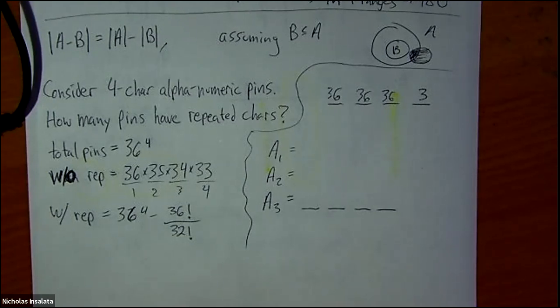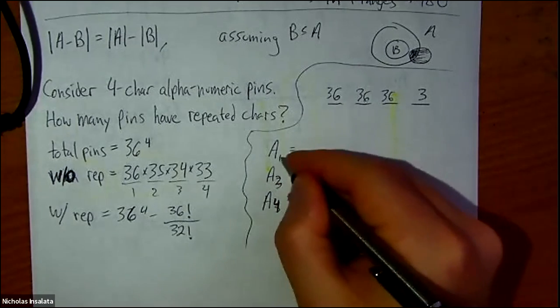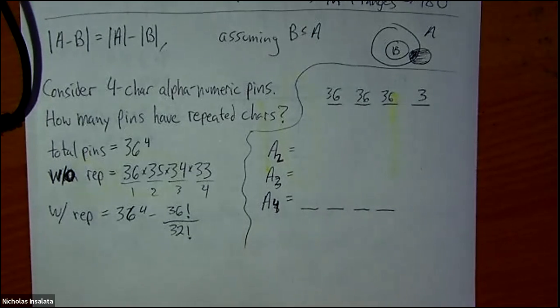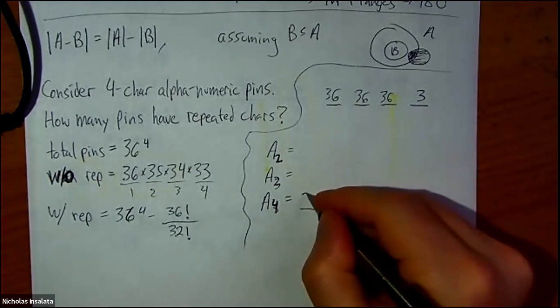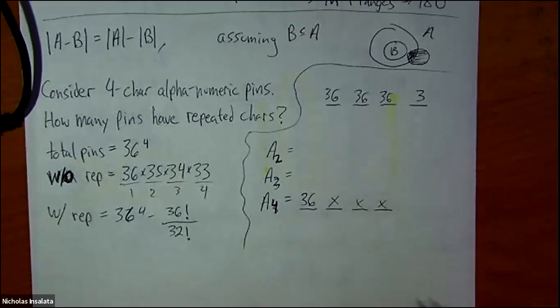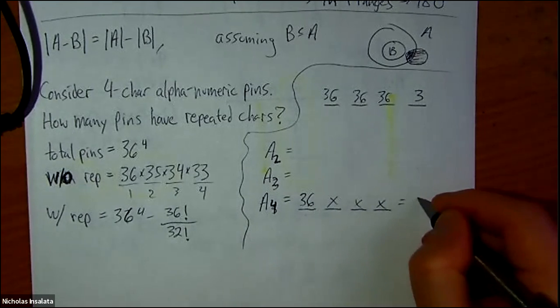Maybe I should relabel. I like Nathan's labeling better. I'm going to call this A4, this one A3, and this one A2. Right, so here all 4 things are repeated. So what do we get to choose? Yeah, 36 ways, right? Because we can pick the first one, 36, but then all the rest of them, we don't have any more choices, because those all have to be the same as the first one. So the total number of ways would be 36.